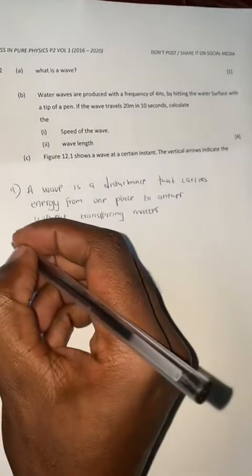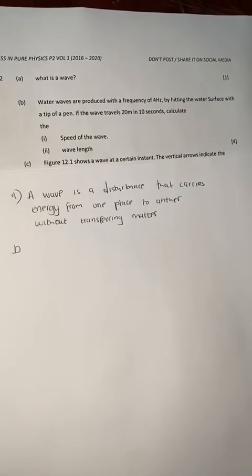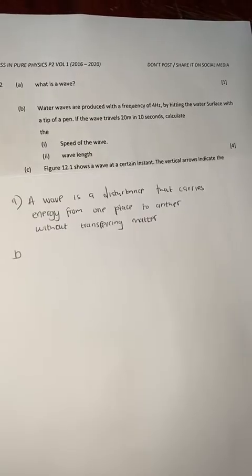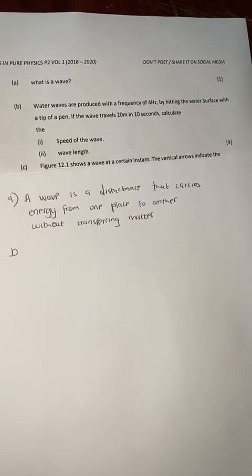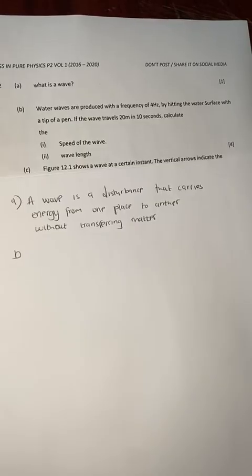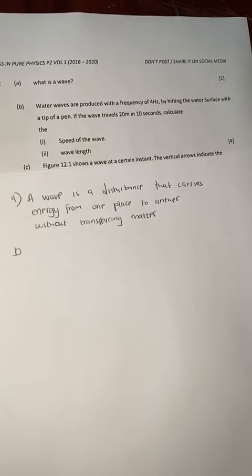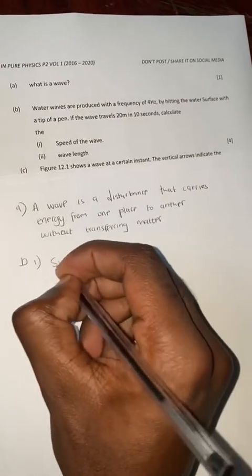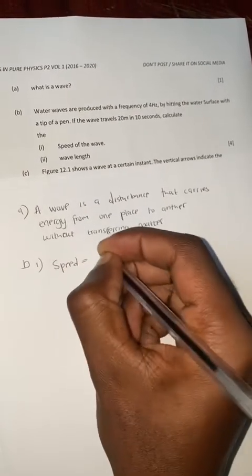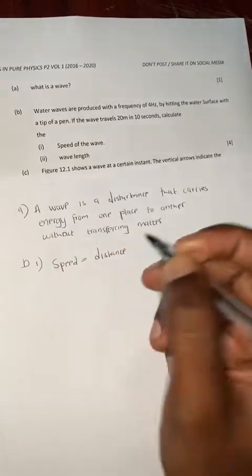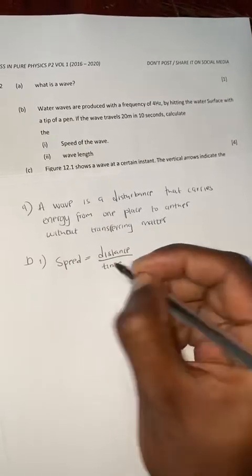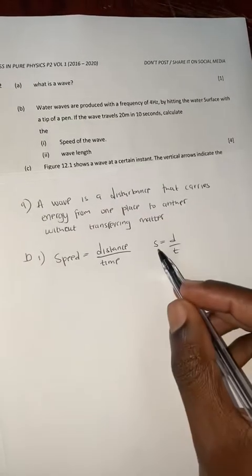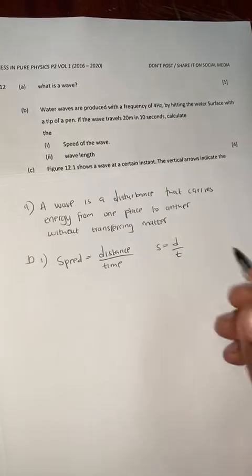Okay, so B, water waves are produced with a frequency of 4 Hz by hitting the water surface with a tip of a pen. If the wave travels 20 meters in 10 seconds, calculate the speed of the wave. Okay, so to calculate speed of the wave, we use the formula speed is equals distance over time. You can also use symbols where you say s is equals d over t, where s is speed, d is distance, and t is time.